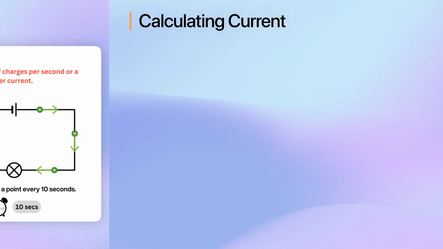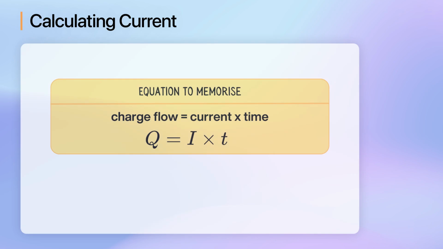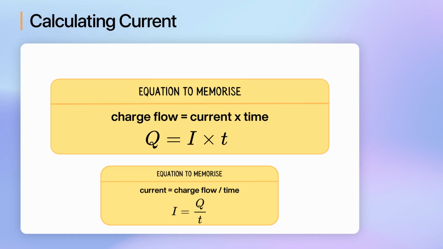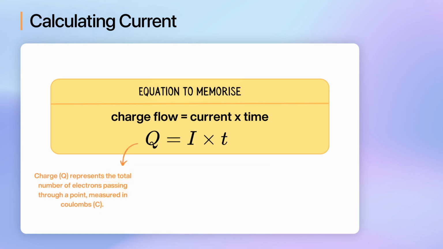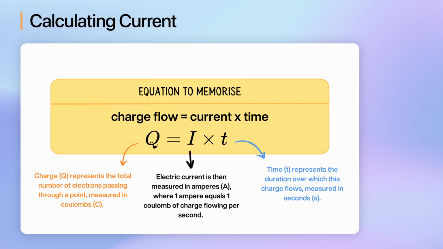The relationship between current, charge, and time is given by the formula charge flow equals current times time. If we want to rearrange this, we could write it as current is equal to charge divided by time. Here, charge Q represents the total number of electrons passing through a point, measured in coulombs. Time T represents the duration over which this charge flows, measured in seconds. Electric current is then measured in amperes, where 1 ampere equals 1 coulomb of charge flowing per second.